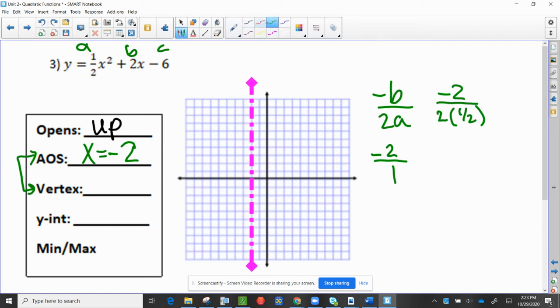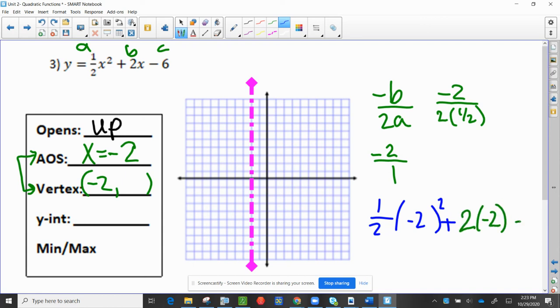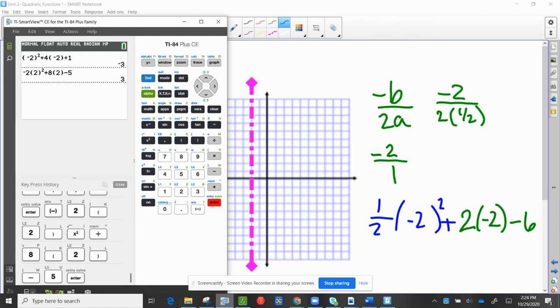All right, so if I found my axis of symmetry, that means I found half the vertex. So I know my x value of my vertex is going to be at negative 2. I just need now to find the y value. So again, we set it up by taking 1/2 times negative 2 squared plus 2 times negative 2, and then minus 6. So again, I don't want to do that by hand. I'm going to use my calculator. And instead of 1/2, I'm just going to put in 0.5 just so I can type it in a little quicker.